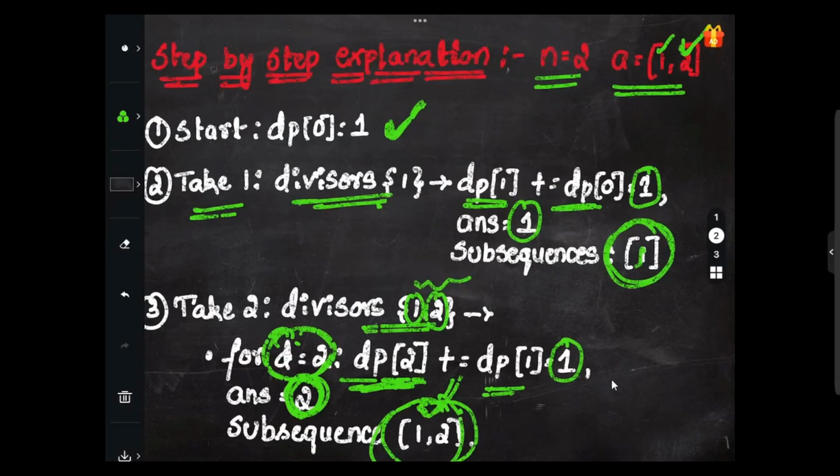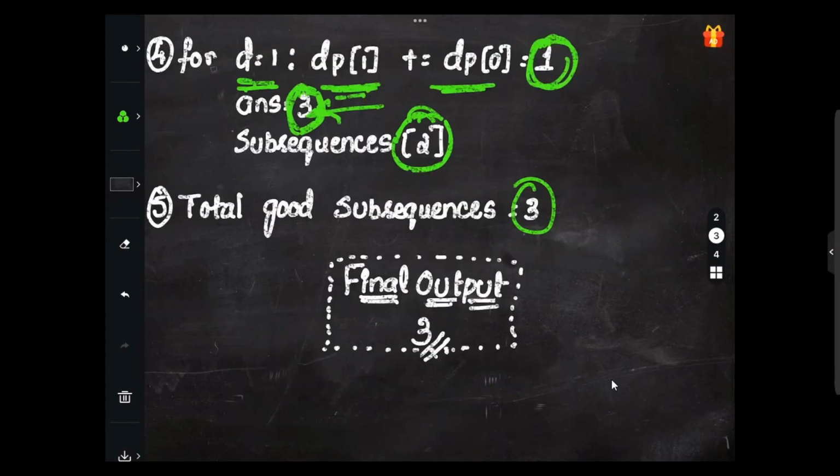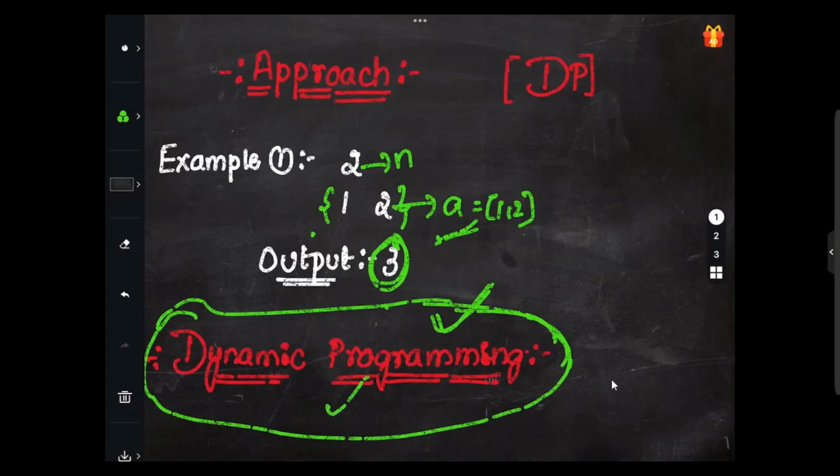See here, we are going with dp of 2 plus dp of 1. dp of 1 we have 1, and dp of 2 we are going with 1 as well. So here 1 plus 1 will lead to 2, right? So this is fine. Same goes with the first step as well. So the last output that we got here is answer 3, which we will return as output. So total good subsequences here will be 3. The final output that we got here is 3, which is equivalent to the output given for example one within the question.